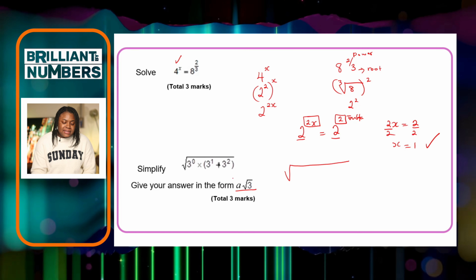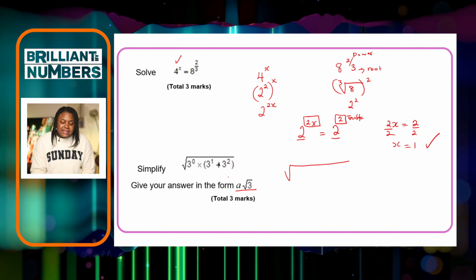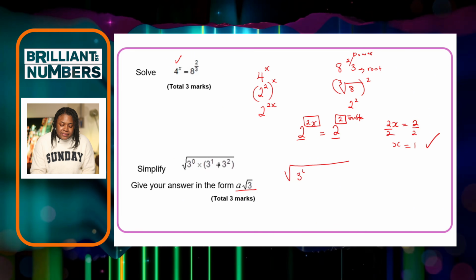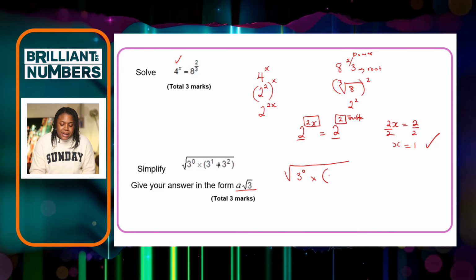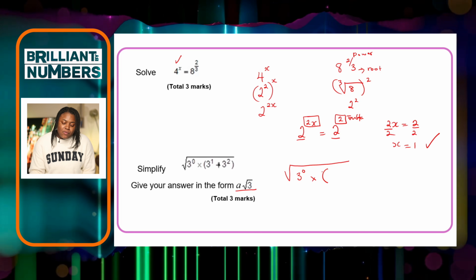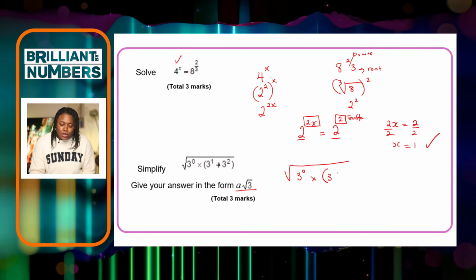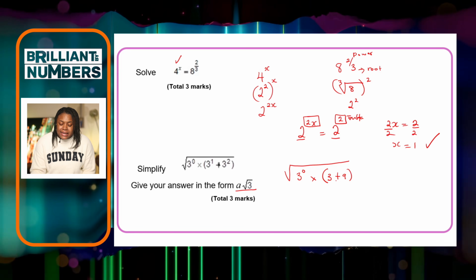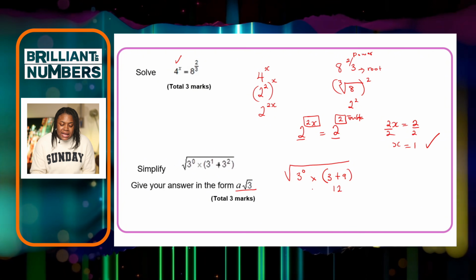We know what BIDMAS tells us to do. BIDMAS tells us that we're solving our bracket first. So I'm going to keep my 3 to the power of 0, work my bracket out. 3 to the power of 1 is still 3, plus 3 squared is 9. Adding my bracket now, I will get 12 for 3 add 9.